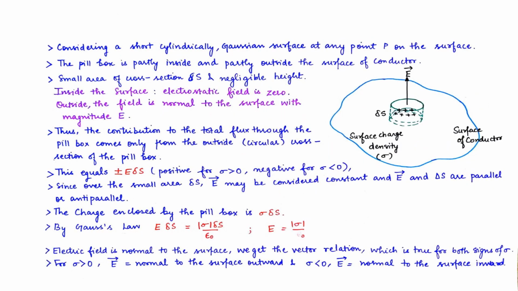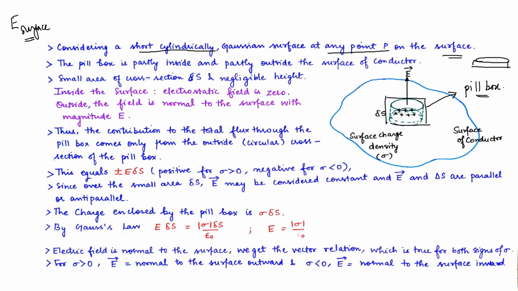Now to understand electric field at the surface, we will read it in a detailed form. First of all, we consider a short cylindrical Gaussian surface at any point P on the surface. This small Gaussian surface, as seen in the diagram, is known as a pill box. Like we have these kind of boxes in which we store pills, the medicinal tablets we take, right? This is one box, and on this we put a cap, a dhakkan, which also looks like a cylinder. So this is kind of a pill box.